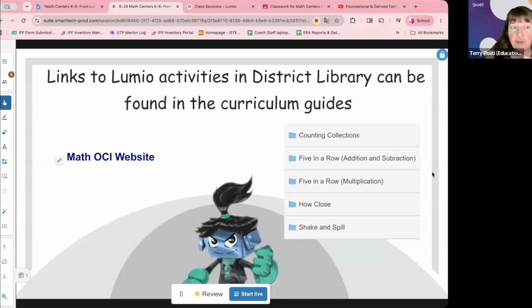Right now, just so that you're all aware, within that there are a lot of games, but the 5 games that we have that are working on fluency are counting collections, 5 in a row (addition, subtraction, multiplication), how close, and shake and spill. So when we get into this piece, you're going to pick one of those 5 games to look at today as we go through. I'll say them again and they'll be in the chat when we get there. But I want you to watch my screen to see how I get there, and then we'll go from there.